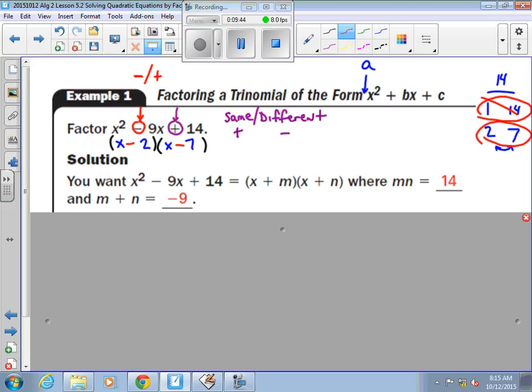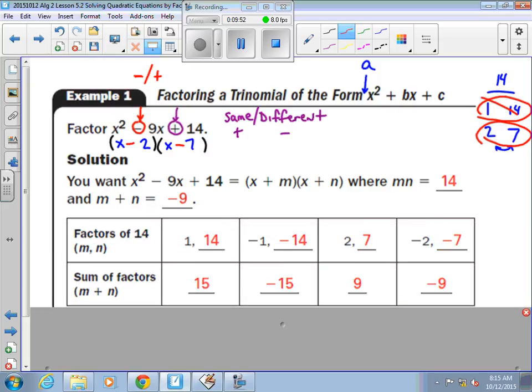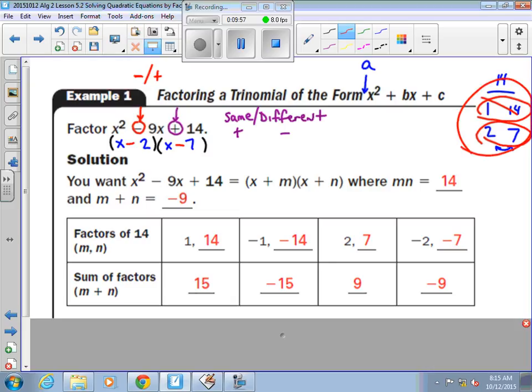So if you look at the solution according to what it says, where m times n is equal to 14 and m plus n is equal to negative 9, these are your pairs of factors. And this is the exact same thing that I did here. It just looks a whole lot shorter the way I did it.